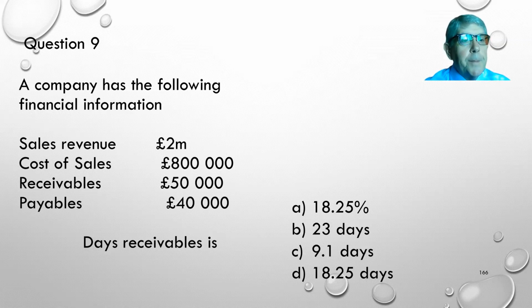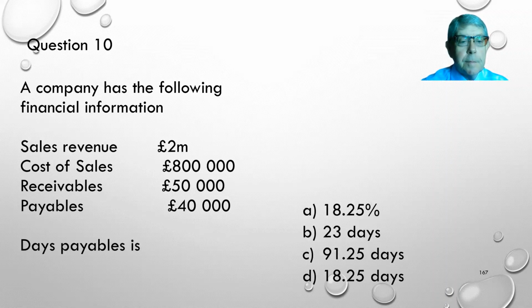Question 9. A company has the following financial information. Sales revenue, 2 million. Cost of sales, 800,000. Receivables, 50,000. Payables, 40,000. Days receivables is A, 18.25%, B, 23 days, C, 9.1 days, or D, 18.25 days.